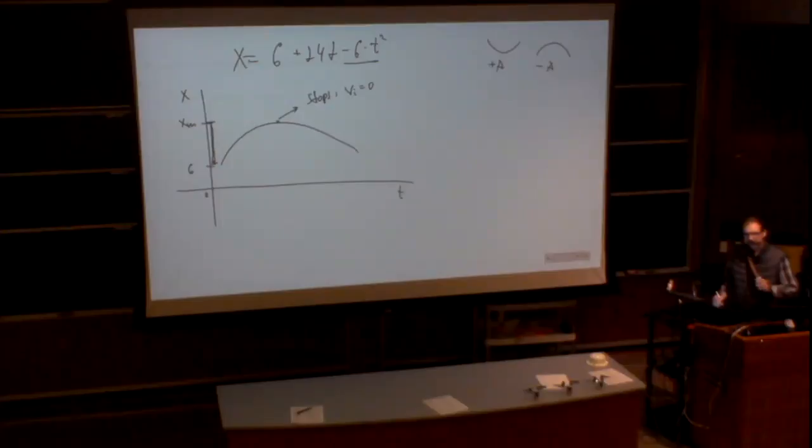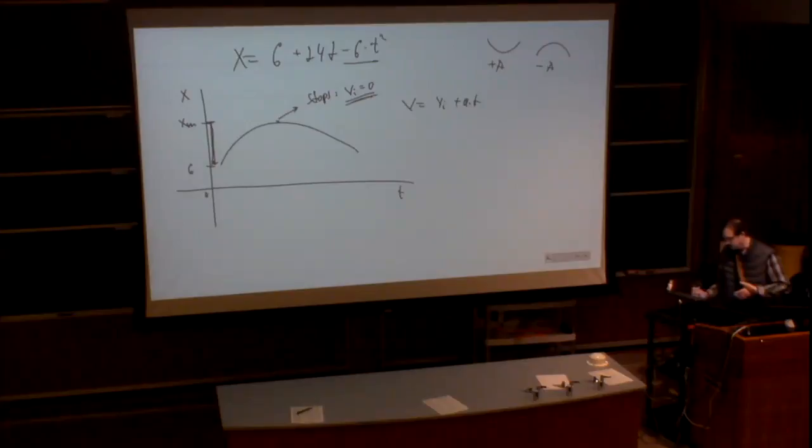Well, if it's velocity, we need the velocity equation. Velocity equation, no problem. Velocity equation, we know, is initial velocity plus acceleration times time. In our specific situation, that's initial velocity 24 and acceleration negative 12. That's our equation. And the graph for velocity as a function of time according to this equation looks like this. Starts from 24, goes down, down, down, goes through zero, becomes negative.